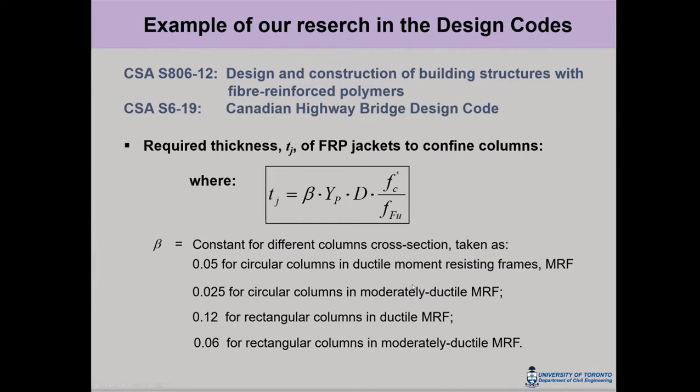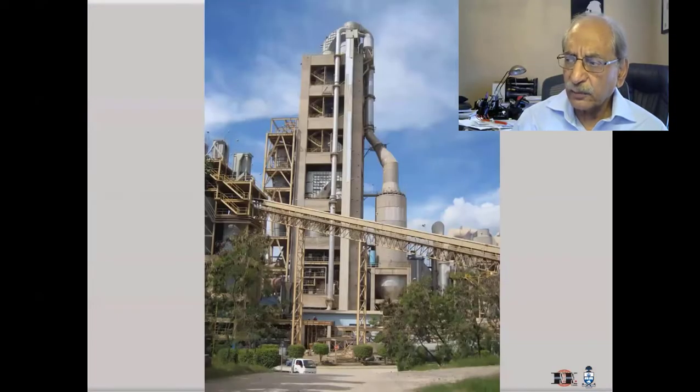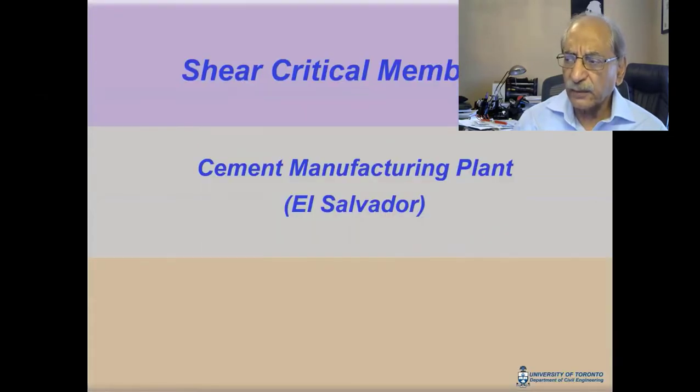One is the building design, the other is for bridge design. Now, a lot of people are taking this information in their own way and adding it to their research work and codes, because each country has to adopt these things according to their own requirements and their own earthquake safety measures. So now, this kind of work ended up getting attention from people like the owners of these structures. Very heavy cement manufacturing plants. This one is from El Salvador.